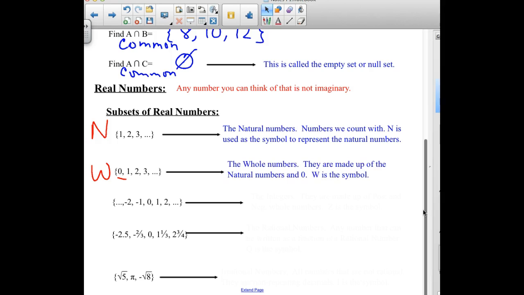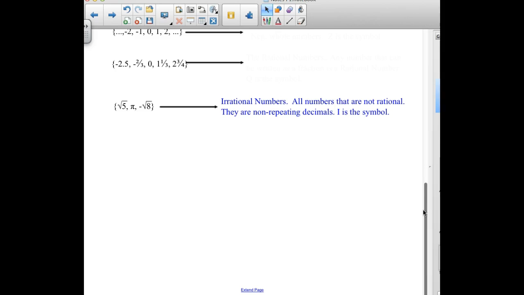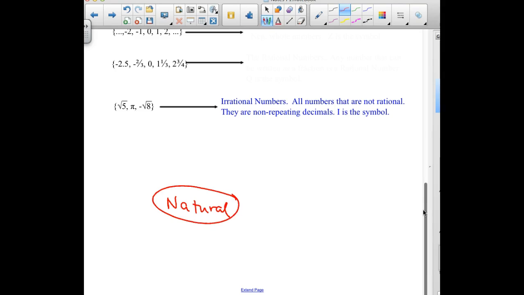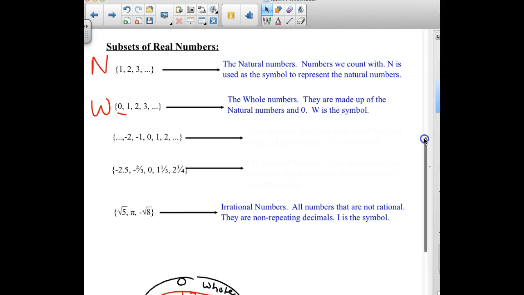All right, so whole numbers are just all of the natural numbers with the added 0. Trying to extend our page here. There we go. All right, so we're going to start down here, a little diagram. So our first thing we had was natural numbers. Okay, we've got that set of numbers. And now, if we add 0 into that, now we have the whole numbers.